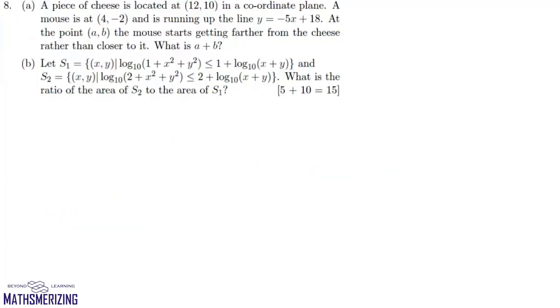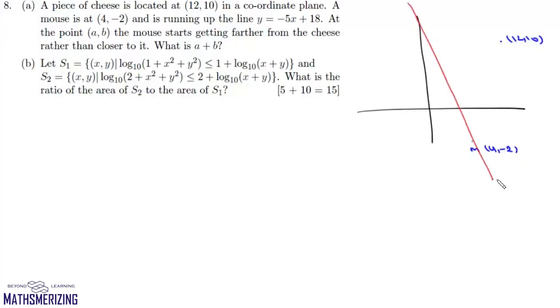Now question number 8 is: a piece of cheese is located at (12, 10) in a coordinate plane. So we have this coordinate plane, and then we have this piece of cheese at (12, 10). It says a mouse is at (4, -2) and is running up the line y = -5x + 18. So this mouse runs along this line.